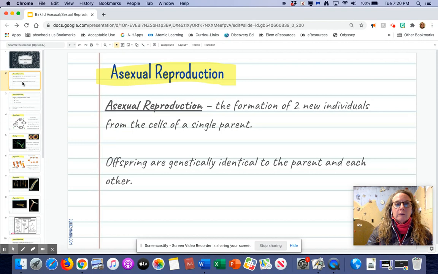So when we look at the difference, asexual reproduction is the formation of two new cells from the cells of a single parent. So when we think about asexual reproduction, there's one parent, and that parent divides to form two new cells, and they are genetically identical, the two cells. So their chromosomes are identical. All that genetic information is identical to the parent, and then they're identical to each other also. So in asexual reproduction, all of the offspring are identical to each other.